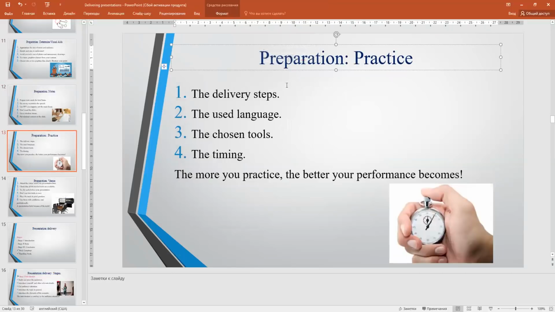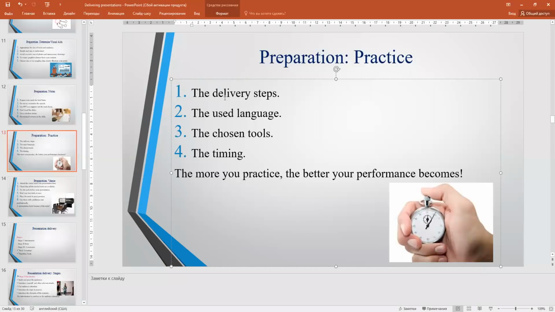And presentation practice. Your practice is also one of the key actions if you want to be successful in your presentation. So your practice includes the following. The first one is delivery steps, and then the second one is the language used, and then the third one is chosen tools, and finally it includes the timing. Here's also a golden rule for you. The more you practice, the better your performance becomes.